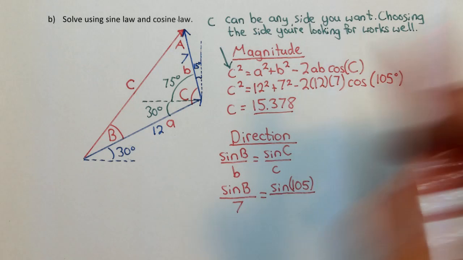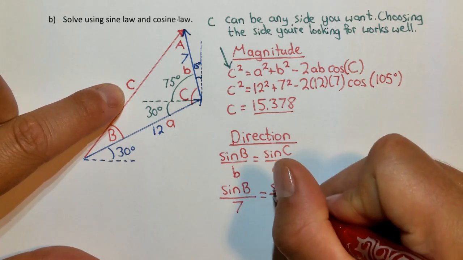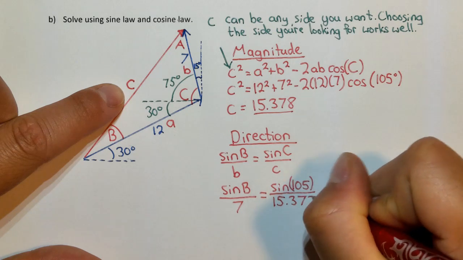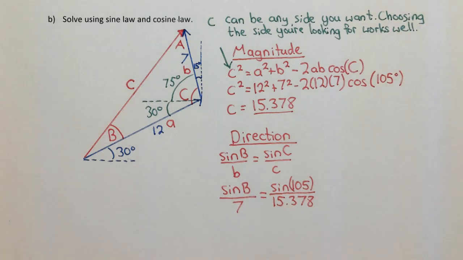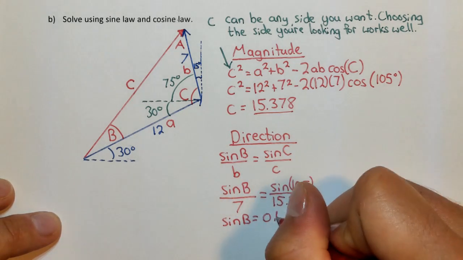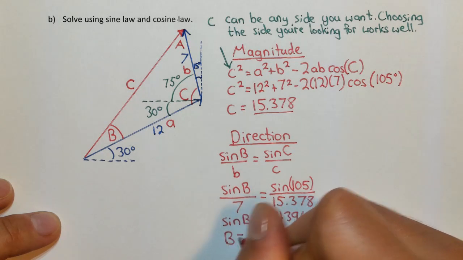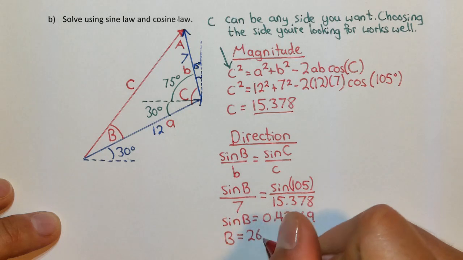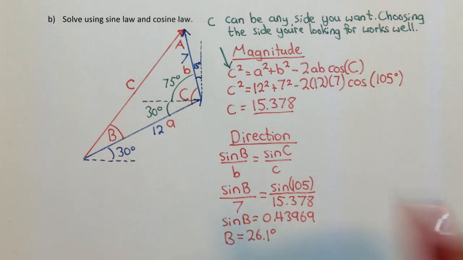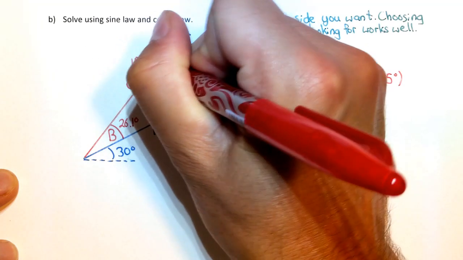And side c, I just found, is 15.378. So this tells me that the sine of B is going to be 0.43969, and therefore angle B, if I inverse sine that, is going to be 26.1 degrees. 26.1 degrees, and c is 15.4.